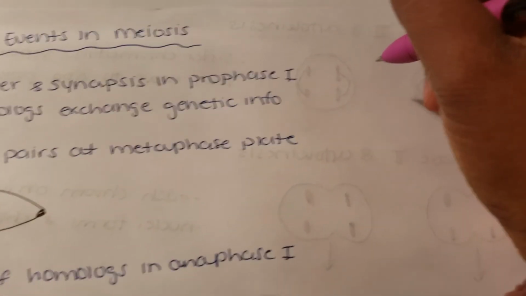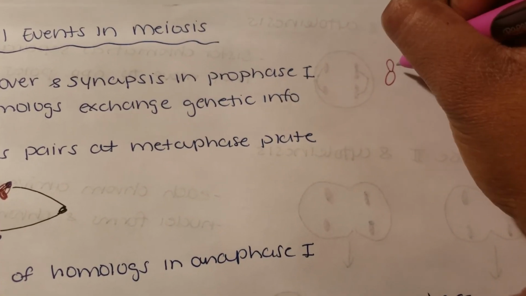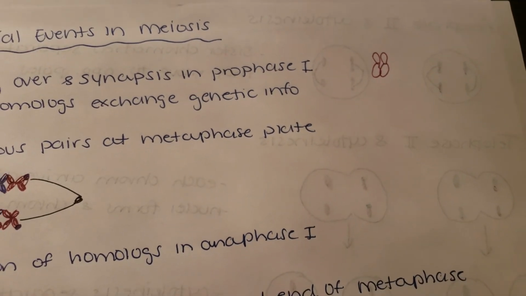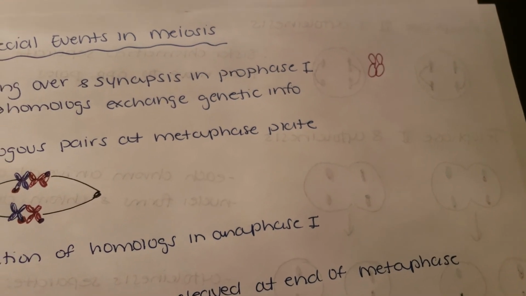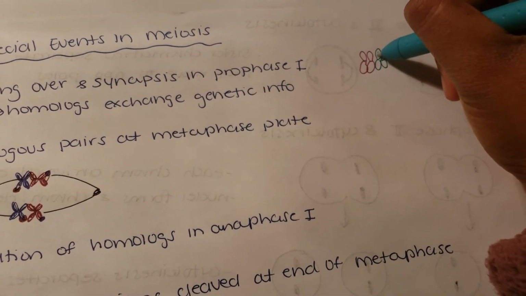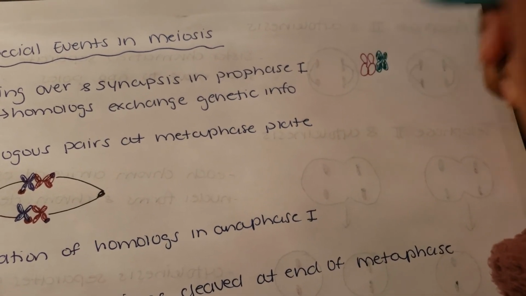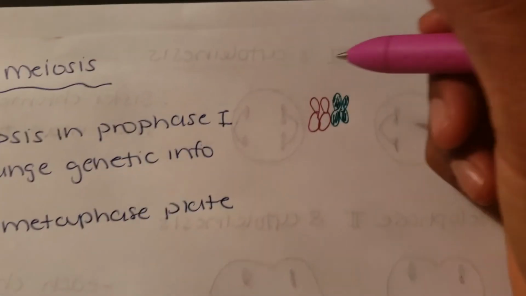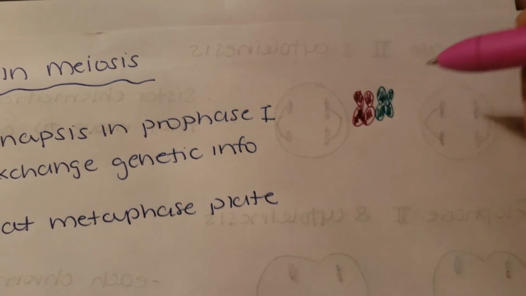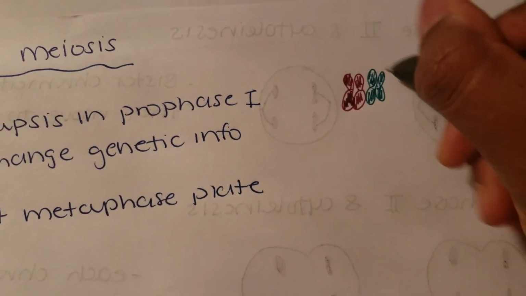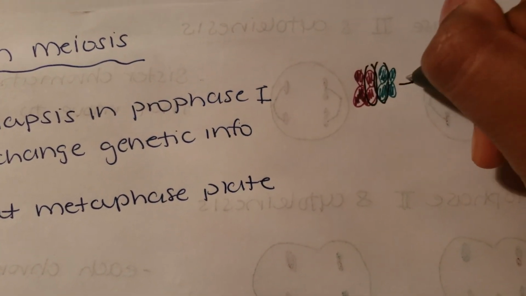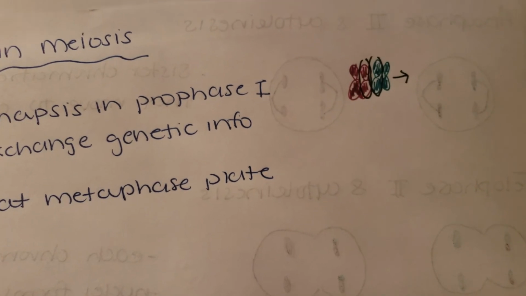So if I zoom in a little bit, if I draw 2 moms, right, and then I have, let me get a blue pen really quick, if I have dad, all right, so let's color dad blue. And let's color mom pink, all right? Now, at crossing over, what is happening is that these 2 chromosomes right next to each other are going to switch genetic material, right?